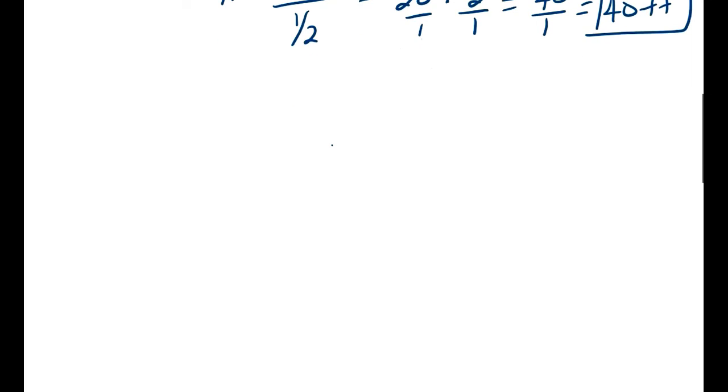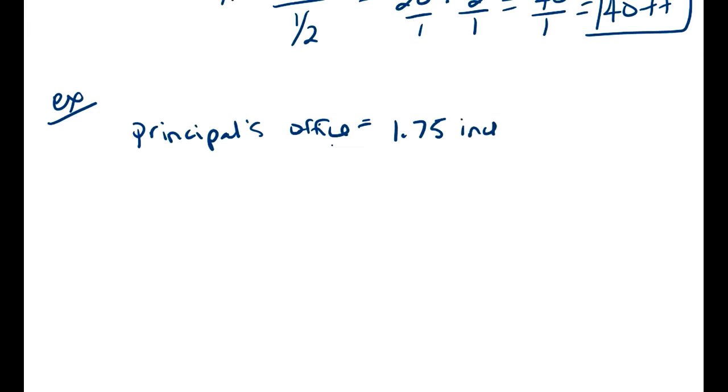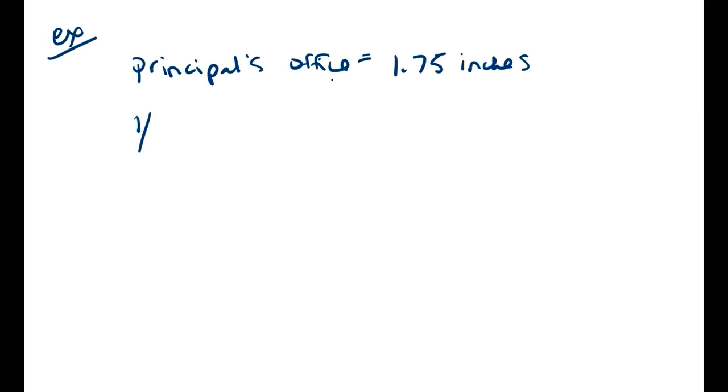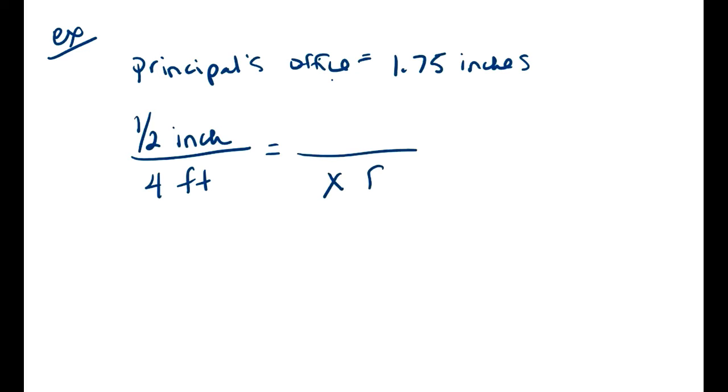All right, the second thing that we wanted to find was the length of the principal's office. And the principal's office measured 1.75 inches on our scale model. Okay, so I'm going to use the same scale factor, 1/2 inch is the same as 4 feet, to set up the proportion that I need to solve how long in real life is this principal's office.